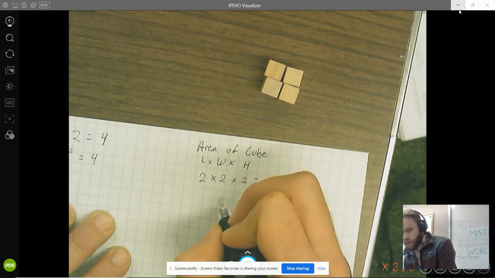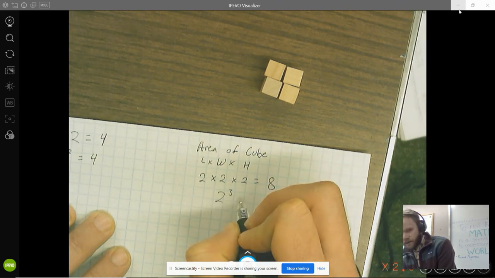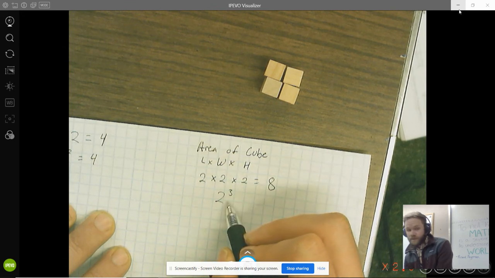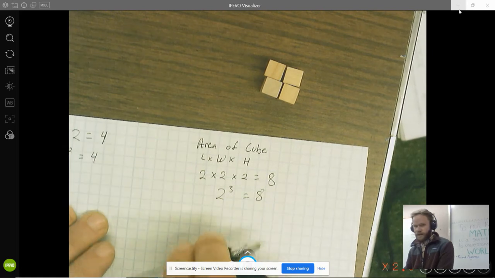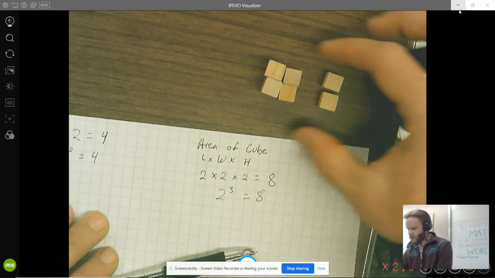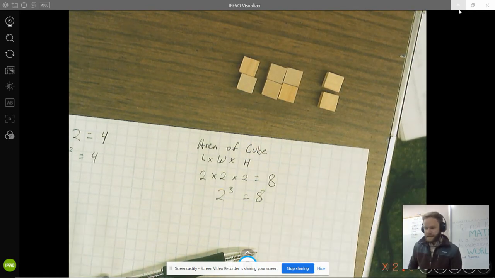And the other way we could write this, just like we did squared, that's 2 to the third power. 2 times itself 3 times is 2 to the third power. And that's why we call that 2 cubed. And of course, that's 8. And sure enough, here, we should have 8 cubes. If we take this apart, we got 2 here, we got 2 there, 2 there. Yep, we've got 8 cubes.